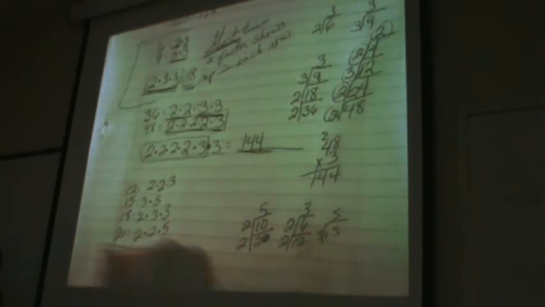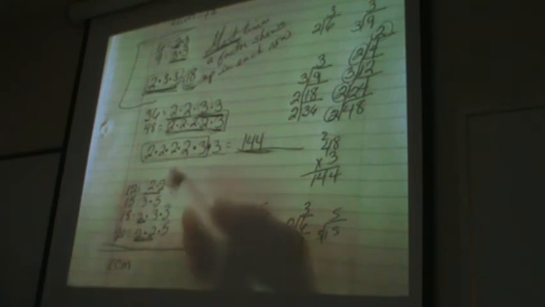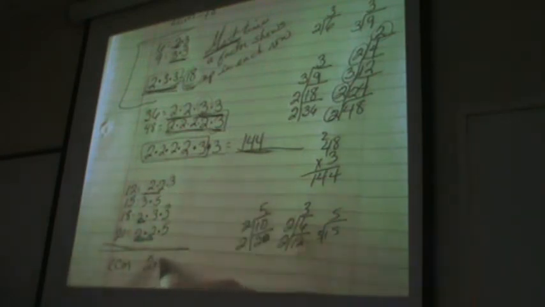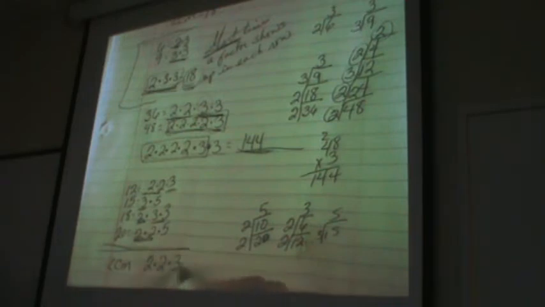Okay, now let's do the least common multiple. For the 2s, we have 1, 2, 2, so the most 2s is 2. Okay, let's do the 3s. We have 1, 1, 2. So 2 3s is the most. The 5s, 1, 1. So 1 is the most.